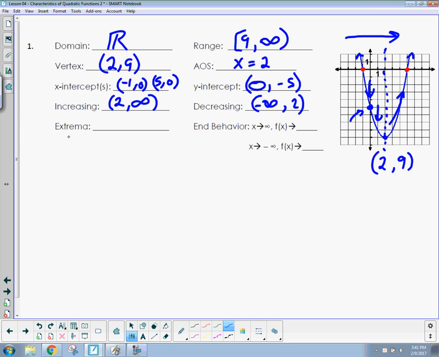Extrema would be max or min. In this case, since it's a valley, it's a min, and that is at the vertex, like it always will be since it's a quadratic function. End behavior: as x is approaching infinity, f(x) is approaching infinity, or increasing, like we talked about in class. And since that one's infinity, so is this one because it's opening up. It too is increasing. And like we said, infinity means it's increasing. Negative infinity means it's decreasing. Okay? Let's move on.